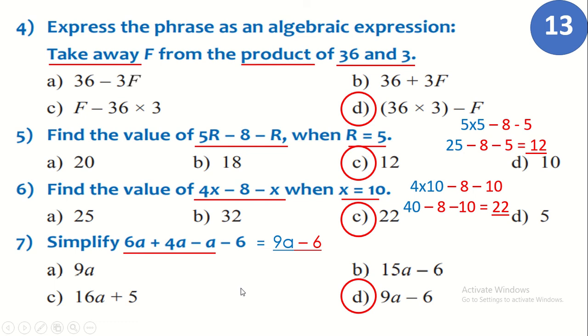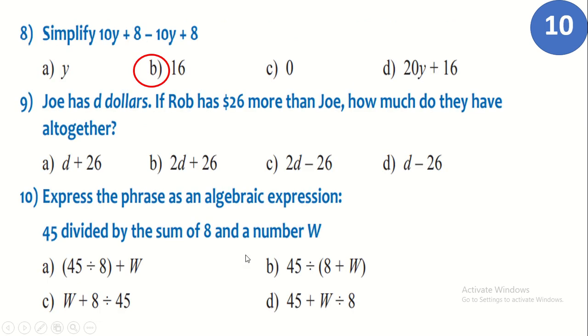Next are numbers 8, 9, and 10. For number 8, the answer is letter B. Correct? If you simplify this, you have 10y minus 10y, which is 0. Then you have 8 plus 8. The answer is 16. That's why the answer is letter B. Correct, students? Okay, two more.